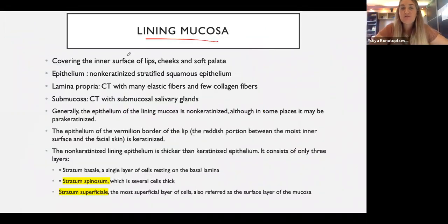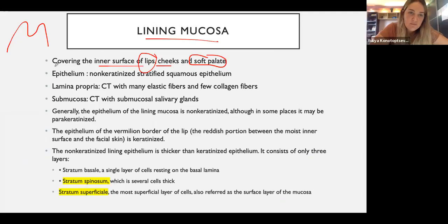So lining mucosa, you're going to see on the inner surface of the cheeks, lips, and most importantly, the soft palate. Do not forget, where is the soft palate? This is the back of your mouth where the uvula is hanging, right? All the way at the back of your mouth, that's where the lining mucosa is. Could you tell me, what do we call this together? Mucosa.